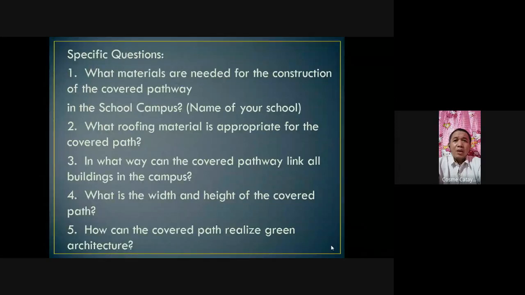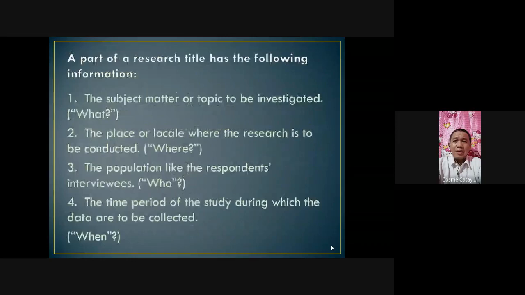Number 4, what is the width and height of the covered path? Number 5, how can the covered path realize green architecture? A part of a research title has the following information. Number 1, the subject matter or topic to be investigated. That will start with the question, what?